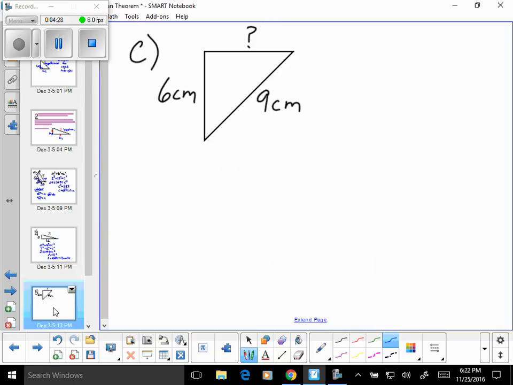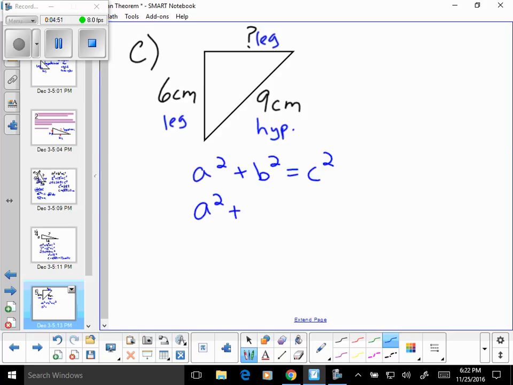C is a little different, because this time I have the hypotenuse, I have a leg, I don't have the length of a leg. So I'm going to substitute into the formula differently. I always let my unknown side be a squared, and I don't pay any attention to what the book says. If they tell you a is this, find b, I just let it all be a. And that way I'd always have my variable first in the formula, and that's the way I like it.